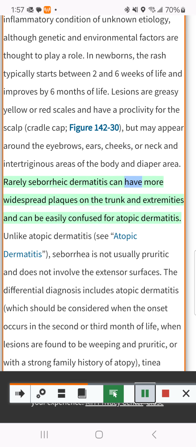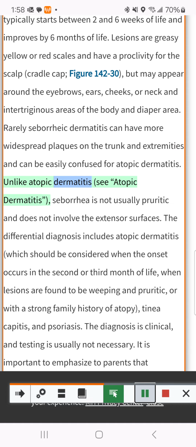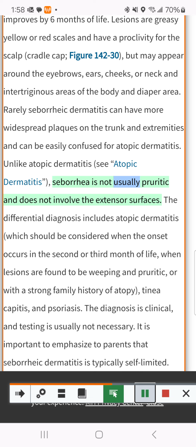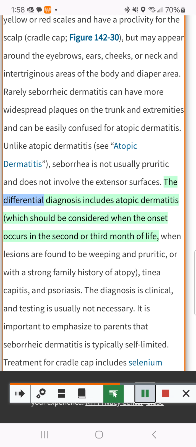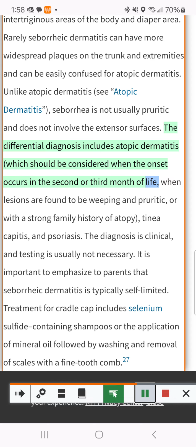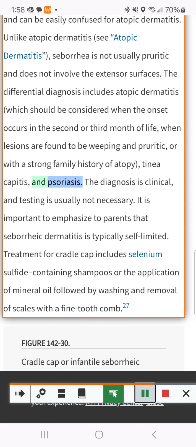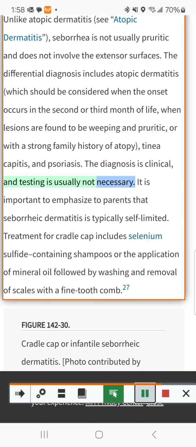Rarely, seborrheic dermatitis can have more widespread plaques on the trunk and extremities and can be easily confused for atopic dermatitis. Unlike atopic dermatitis, seborrhea is not usually pruritic and does not involve the extensor surfaces. The differential diagnosis includes atopic dermatitis, which should be considered when the onset occurs in the 2nd or 3rd month of life, when lesions are found to be weeping and pruritic, or with a strong family history of atopy, tinea capitis, and psoriasis. The diagnosis is clinical, and testing is usually not necessary.